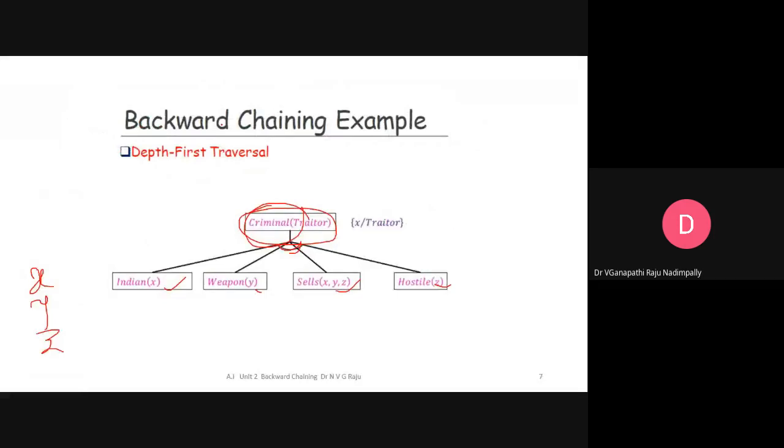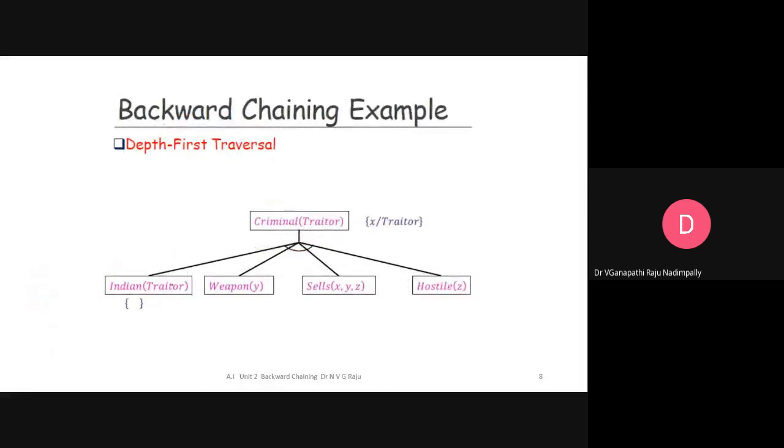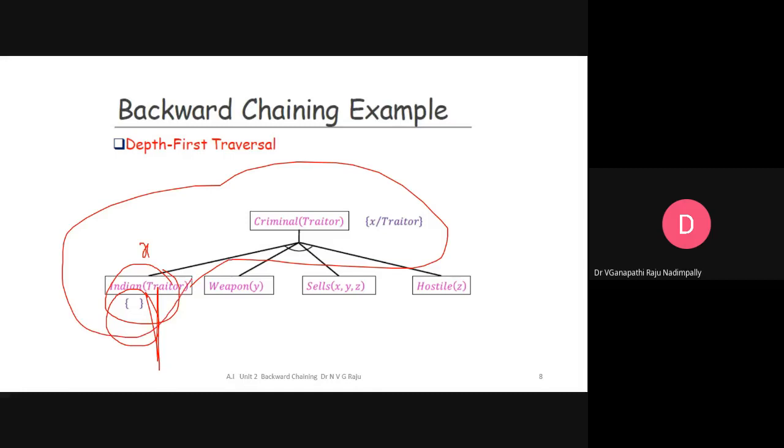Because backward chaining uses DFS, first we have to concentrate on this X. What is this X? Now observe carefully. Indian of traitor means we have already identified the X value. So I don't have anything to explore in this direction. Will you agree up to here? Please, up to here, don't touch these things. With this statement, I have already considered X as a traitor because of universal instantiation. Now I got the value of X, so no need to go further.